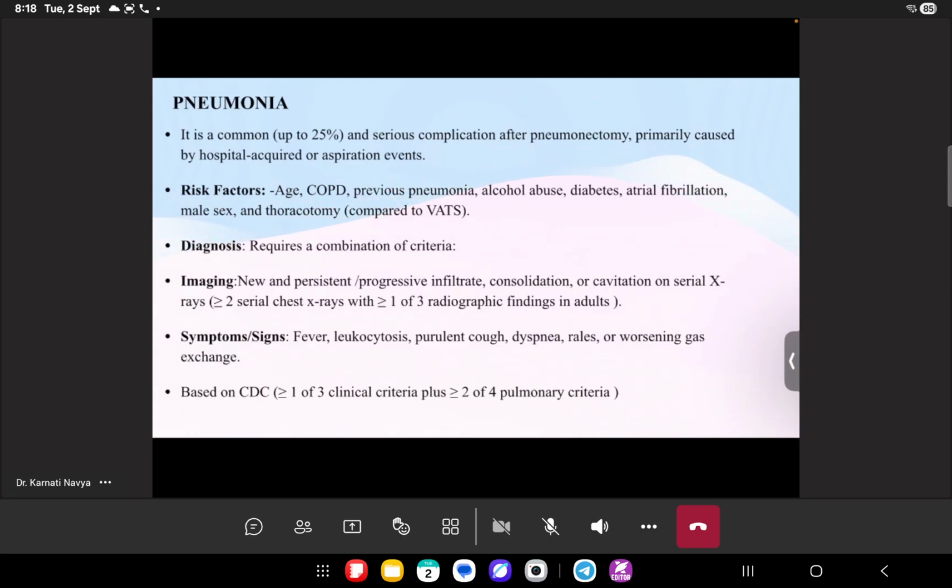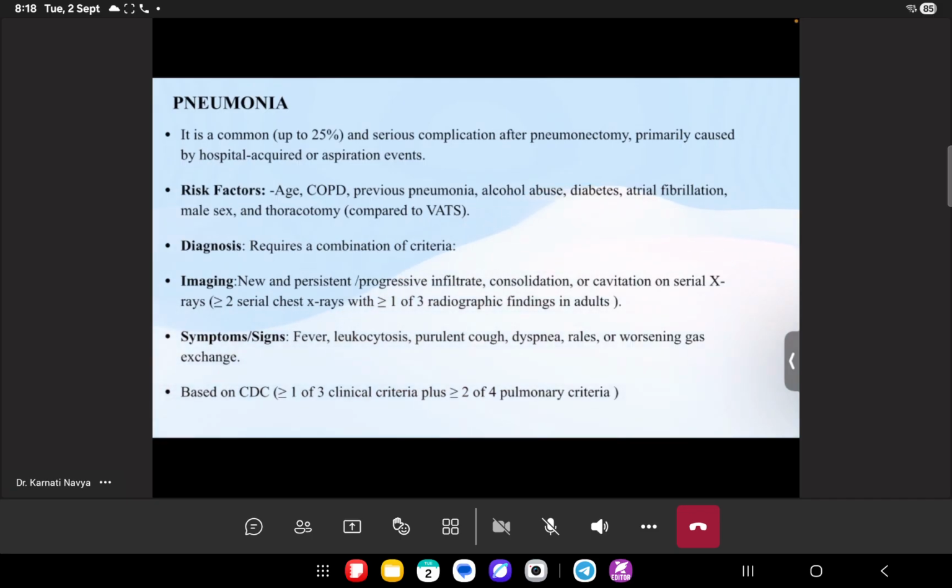Pneumonia is common, up to 25%, and a serious complication after pneumonectomy, usually caused by hospital-acquired or aspiration events. The risk factors are age, COPD, previous pneumonia, alcohol abuse, diabetes, atrial fibrillation, male sex, and thoracotomy compared to a VATS procedure. Diagnosis is a combination of criteria according to the Centers for Disease Control criteria. Imaging: new and persistent or progressive infiltrates, consolidation or cavitation on serial X-rays, in 2 or more serial chest X-rays, with 1 of 3 showing the radiographic findings in adults.